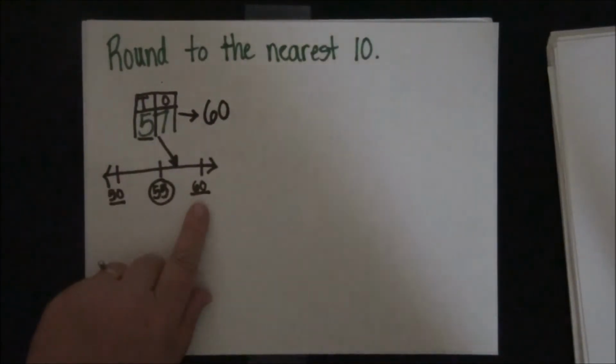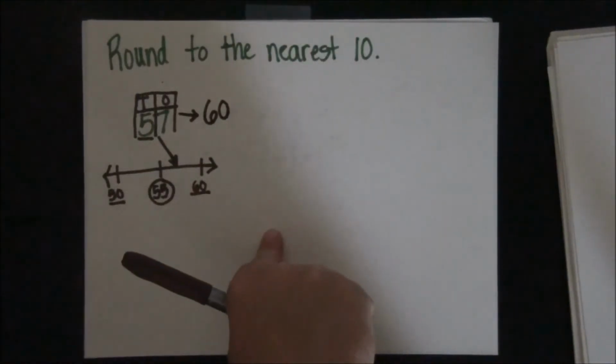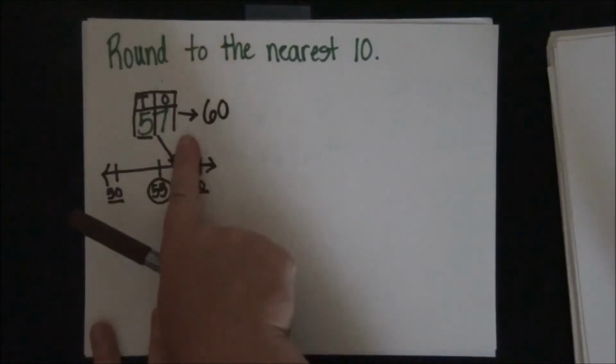So we're always going to do this when we're rounding. You're going to have to do this when you add and subtract and multiply when you estimate. So it's important that you keep that arrow symbol in mind.